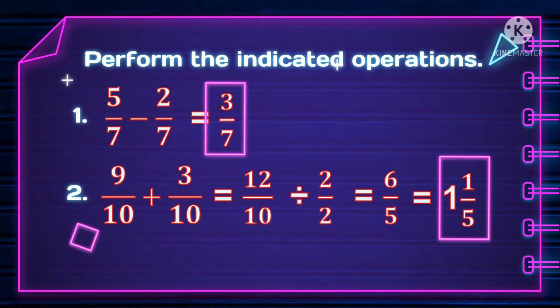Then, ibabawas natin yung ating nakuhang isang buo. So, 6 minus 5, that is 1. And, ang ating divisor na 5, ang ating magiging denominator. So, we come up with 1 and 1/5. So, meron din tayo dyang rule or process paano mag-convert ng improper fraction to mixed number.